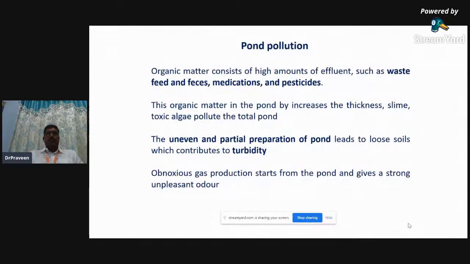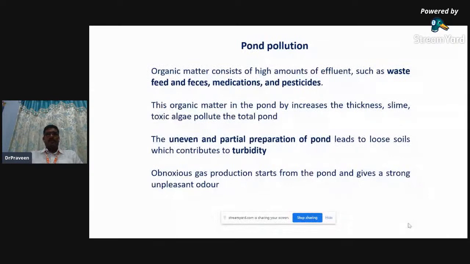And along with the organic matter, pond pollution is another cause for the challenges. Organic matter consists of high amounts of effluents, as we know: waste feed, feces, medications, pesticides, all these things may be present in the organic matter. This organic matter in the pond increases the thickness of the water, sliminess, foul smell, and toxic algae pollution. The uneven and partial preparation of the pond may also lead to loose soil, or sometimes contribute to turbidity. It is also another big challenge in pond water culture.